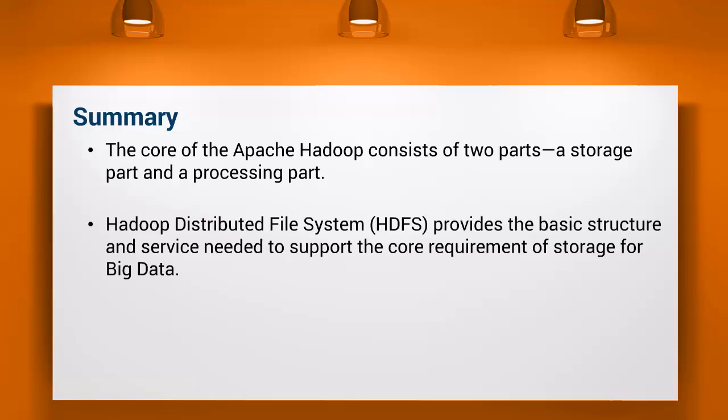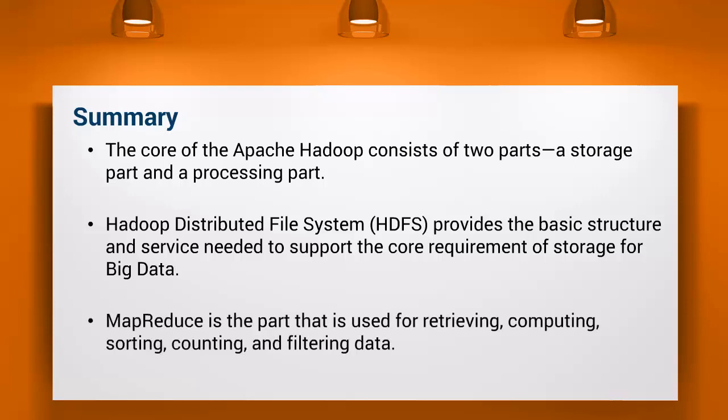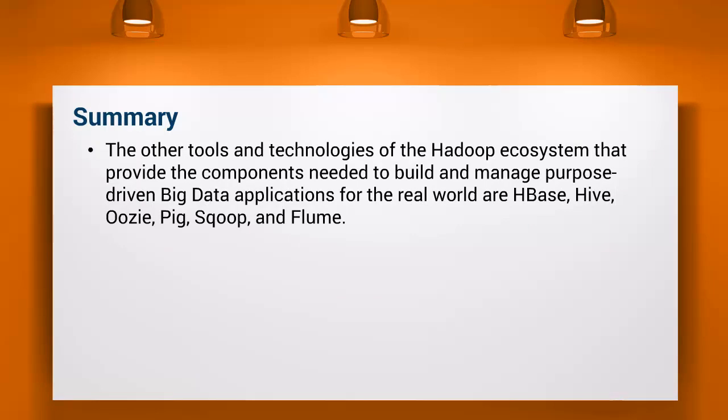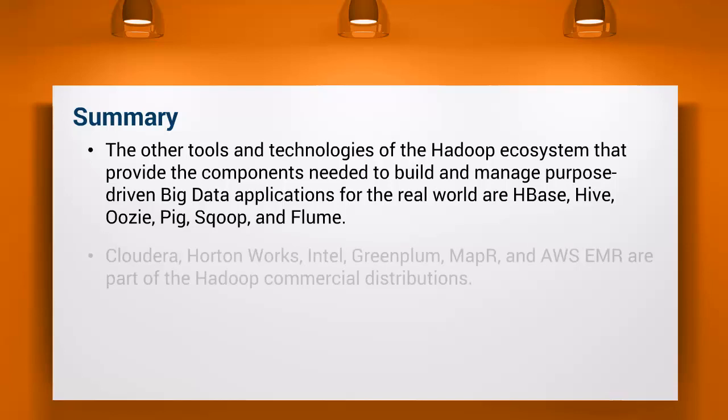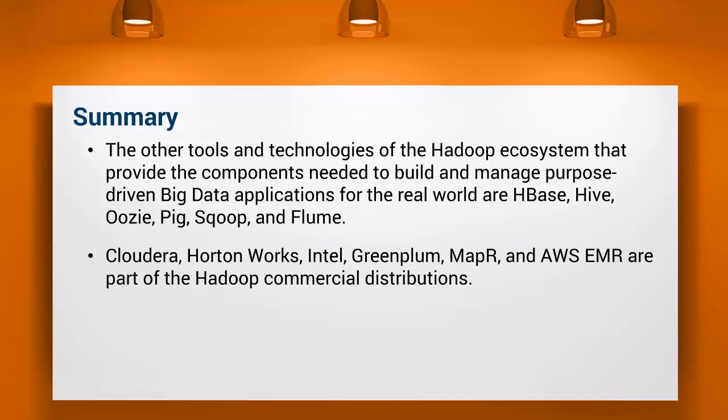Hadoop Distributed File System, HDFS, provides the basic structure and service needed to support the core requirement of storage for big data. MapReduce is the part that is used for retrieving, computing, sorting, counting, and filtering data. The other tools and technologies of the Hadoop ecosystem that provide the components needed to build and manage purpose-driven big data applications for the real world are HBase, Hive, Oozie, Pig, Scoop, and Flume. Cloudera, Hortonworks, Intel, Greenplum, MapR, and AWS EMR are part of the Hadoop commercial distributions.